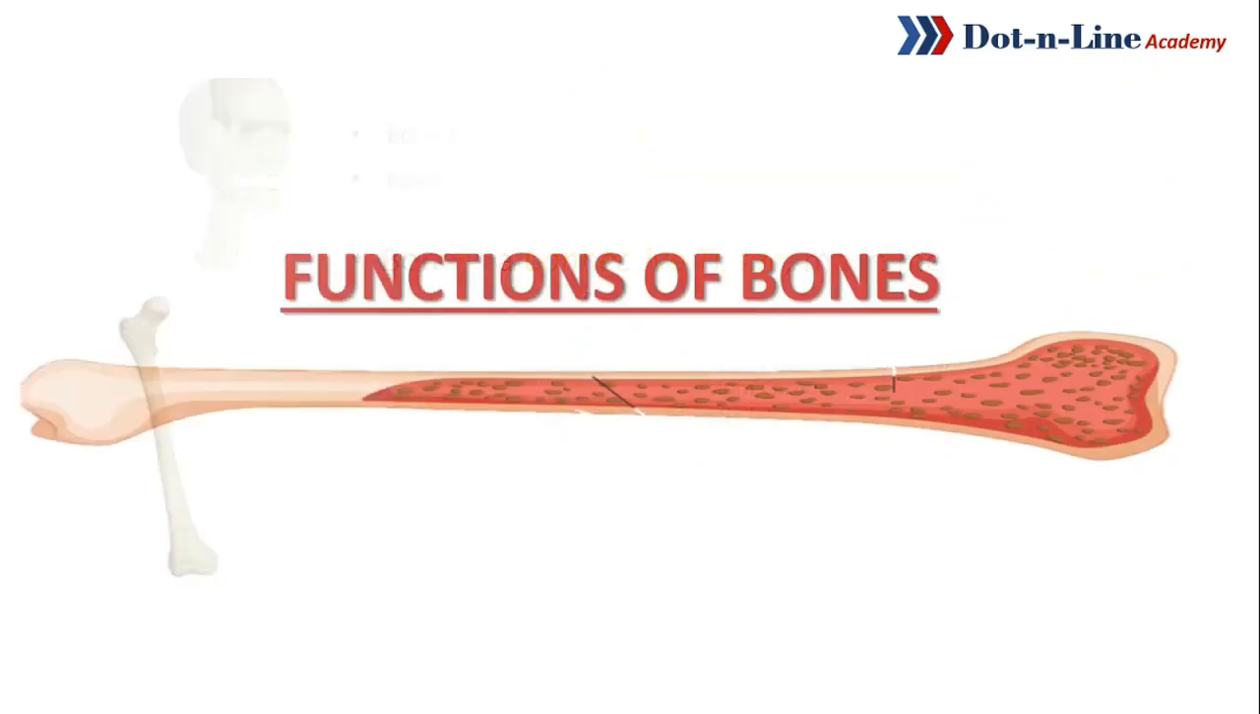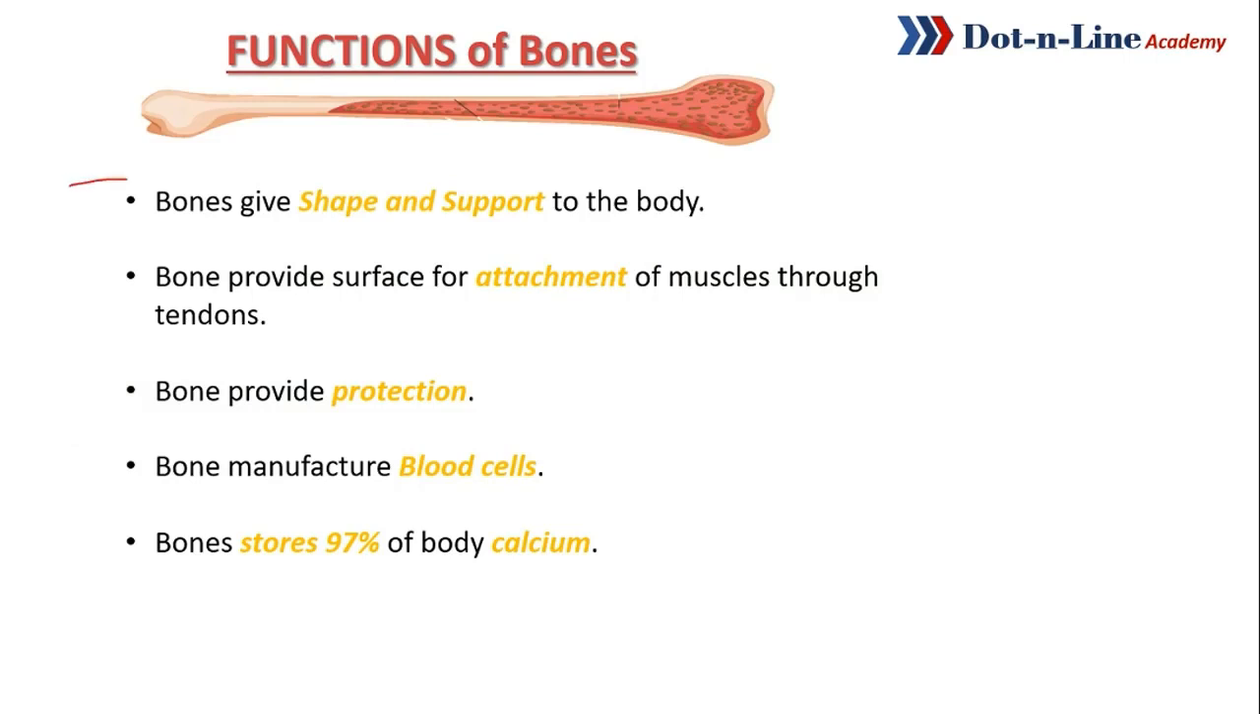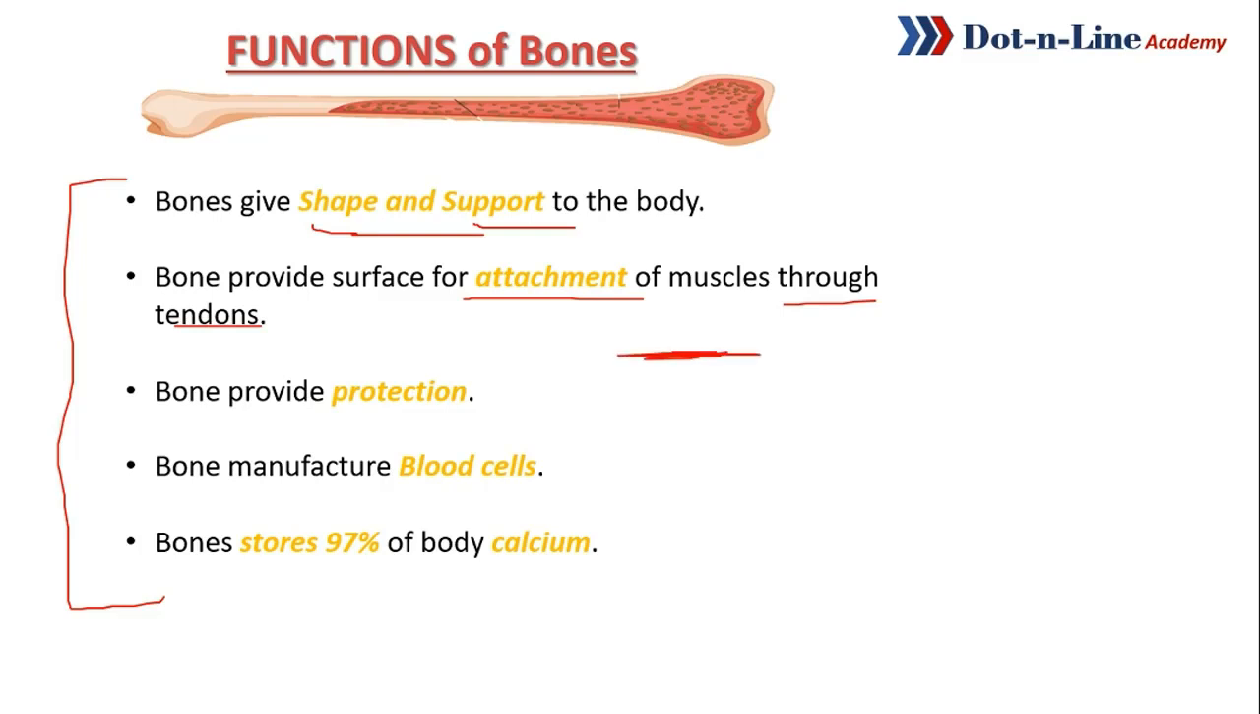Coming further to the functions of bones. These are the functions of bone. Let me tell you one by one and we will go through them in detail. Bone gives shape and support to our human body, and any biological body. Bones provide a surface for attachment of muscles through tendons, because muscle is attached to bone through a tendon. If this is a muscle and here is bone, it will be attached through a tendon, with the belly of the muscle here.